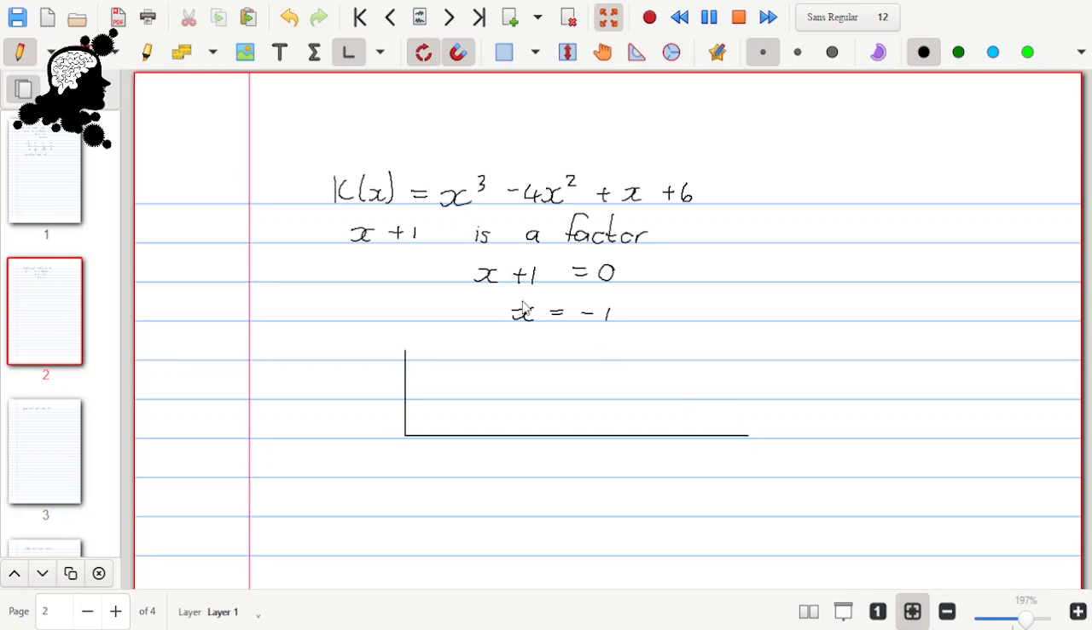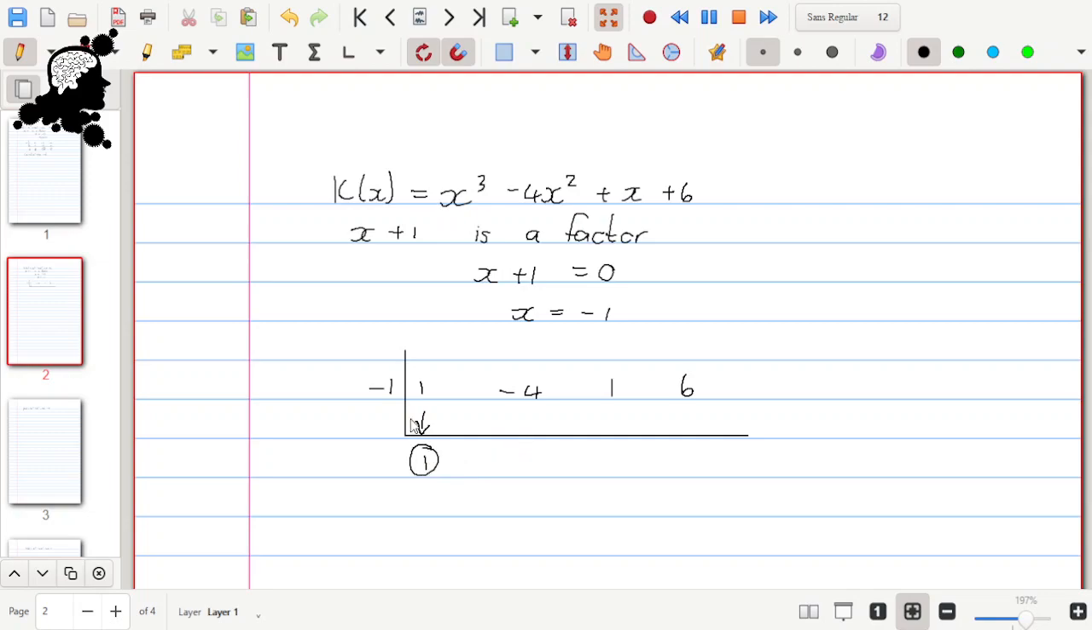Then we put the negative 1 that we got as the x value on the left. We write down the coefficients of our cubic expression. The coefficient of x cubed is 1, the coefficient of x squared is negative 4, the coefficient of x is positive 1, and the constant is 6. We take this 1 and bring it down as it is.